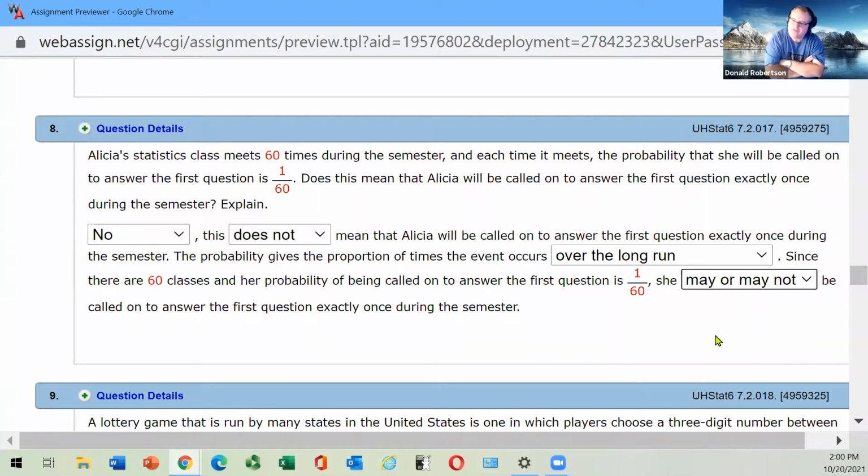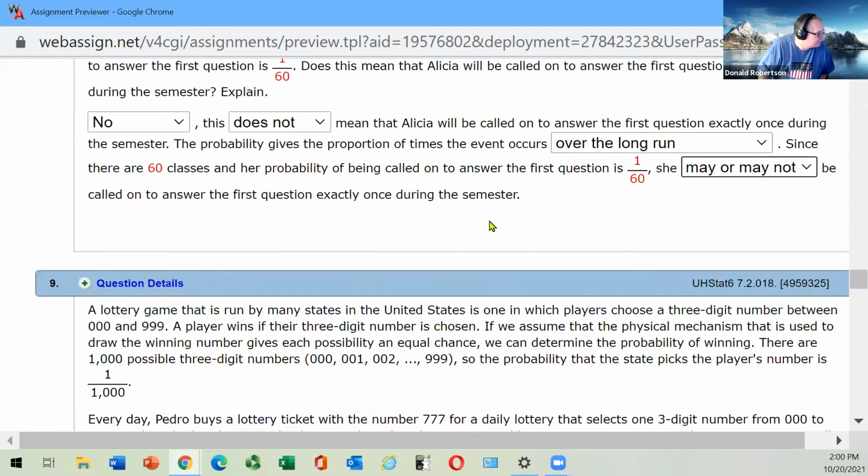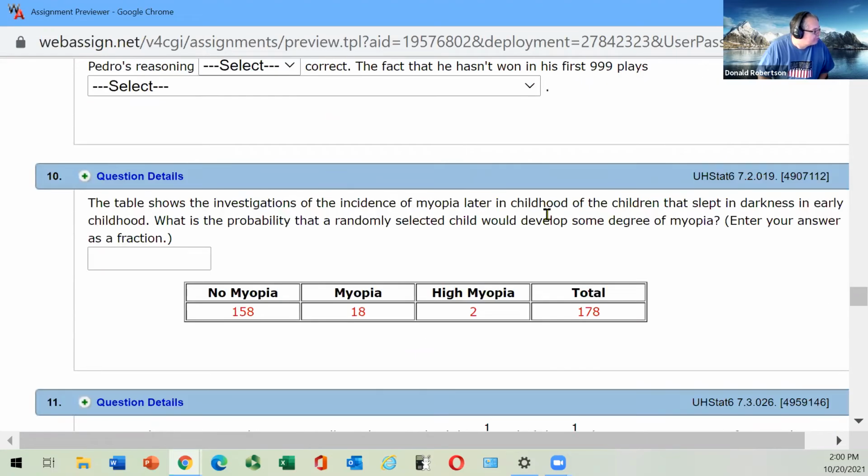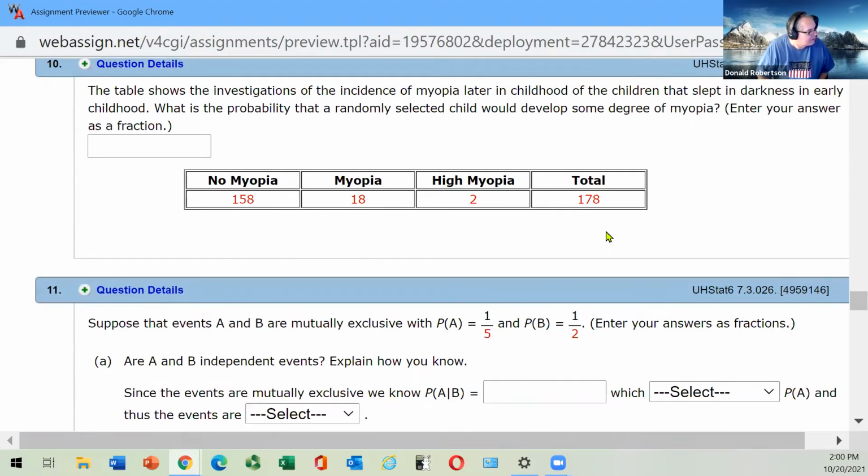Could she also never be asked? But in the vagueness of, in general, she's got a 1 in 60 chance. And in 60 days, that probably means she's probably going to be asked once, but only in a very vague way. This is a lottery one, very similar, so I'm skipping by that one. And let me do this one. Well, I can actually do this one on the screen. I was going to do it on paper, but I don't need to.